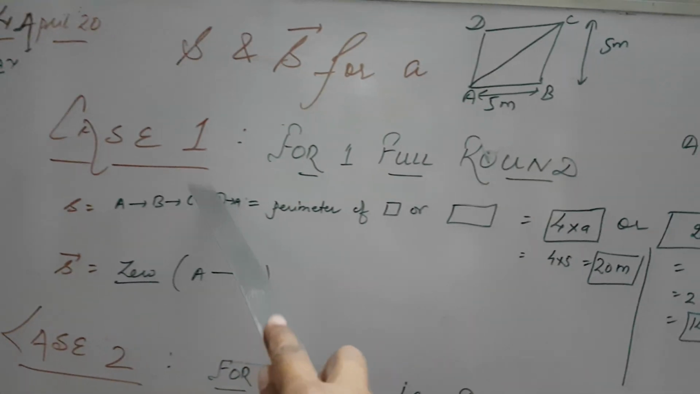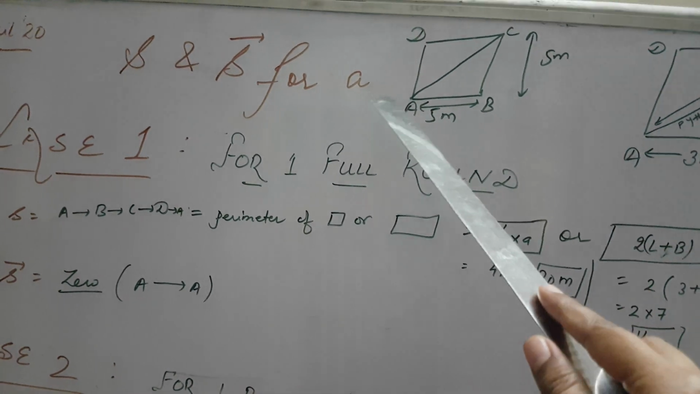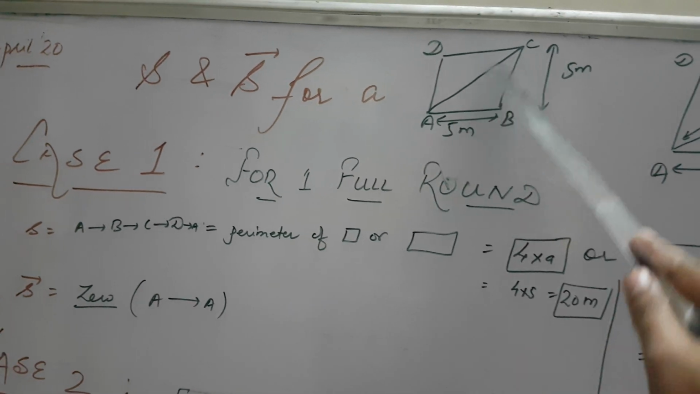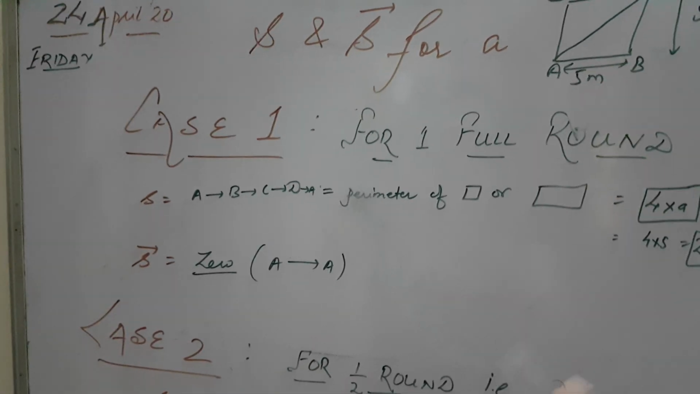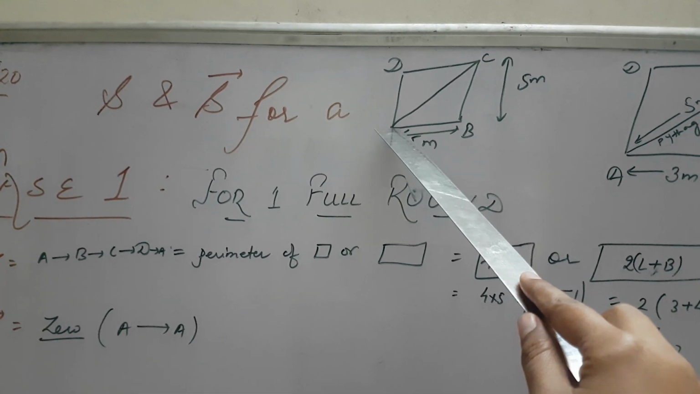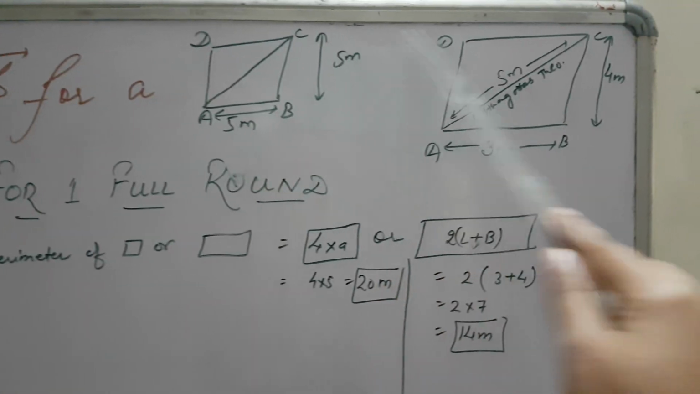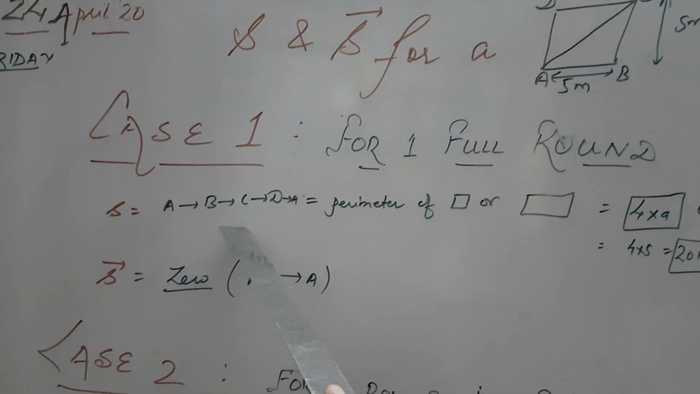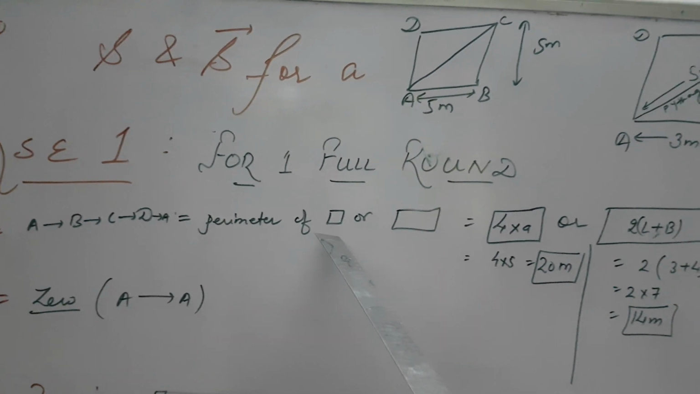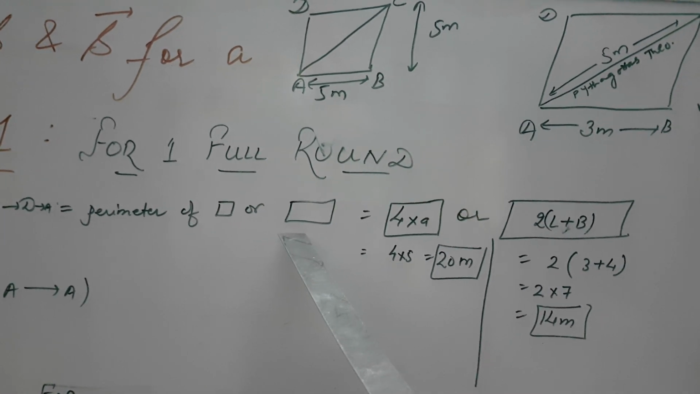So case 1 is to calculate S and S vector for one full round. One full round, you must be knowing this right now. This is A to B to C to D to back to A, similarly for a rectangular path. So for one full round, the total distance the body has traveled will be equal to the sum of all sides, which actually means the perimeter of the geometrical figure, in case of square as well as in case of rectangle. You can see S equals A to B to C to D to A, that becomes equal to the perimeter of either the square or the rectangle, whatever geometrical figure you are talking about.